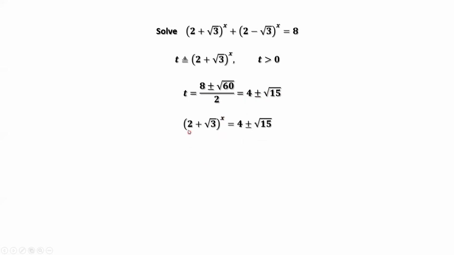How to solve this equation for x? Both sides take the log to the base 2 + √3. We have x = log base (2 + √3) of (4 ± √15). Here we have two solutions for x, plus and minus.